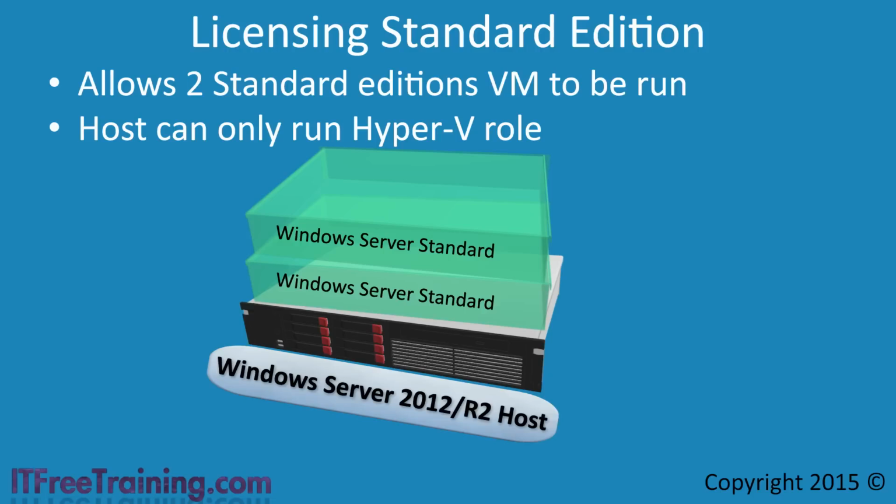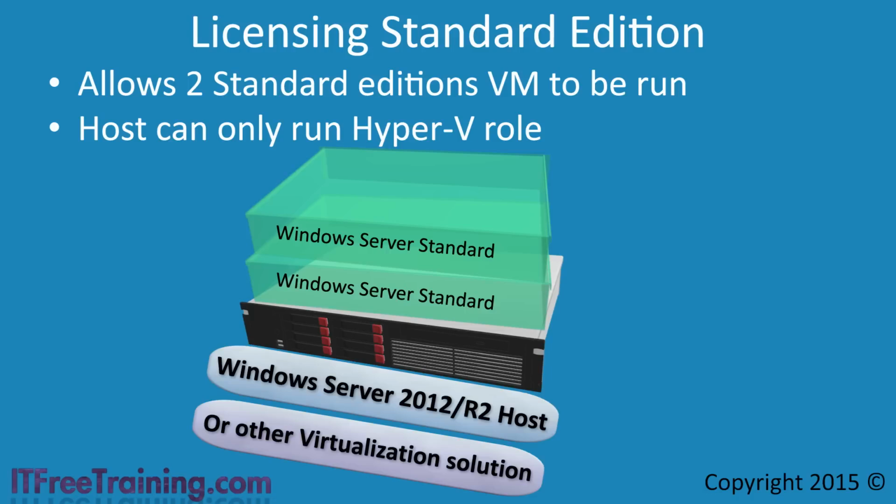You are not, however, limited to just running Hyper-V for your virtualization solution. You could also run another virtualization solution. For example, you are free to run VMware, and with the one Windows Server Edition license, you could run 2 virtual machines running Windows Standard Edition on the one physical server. So essentially, running Windows Server 2012 or Windows Server 2012 R2 in a virtual machine gives you 2 for the price of 1.